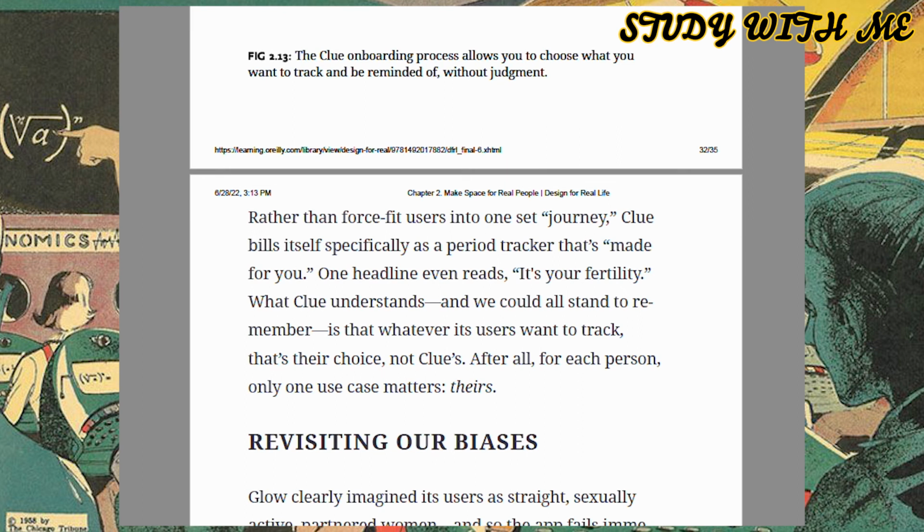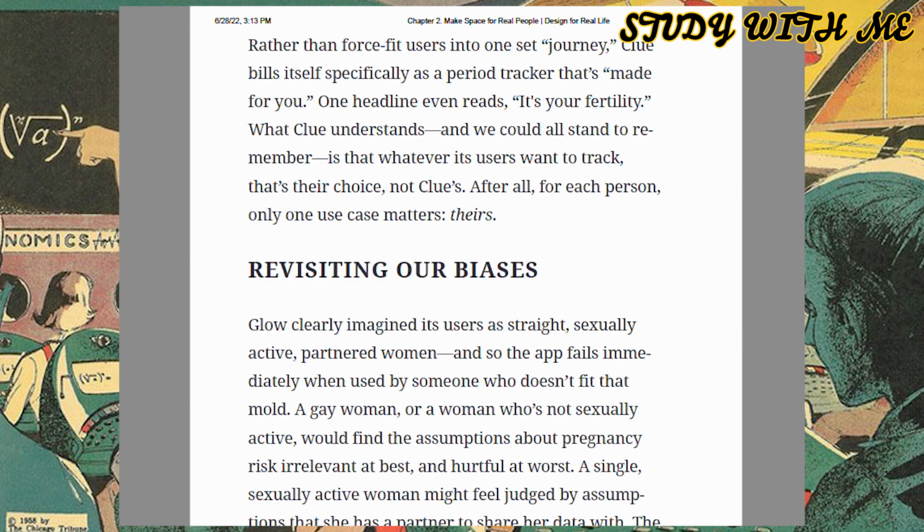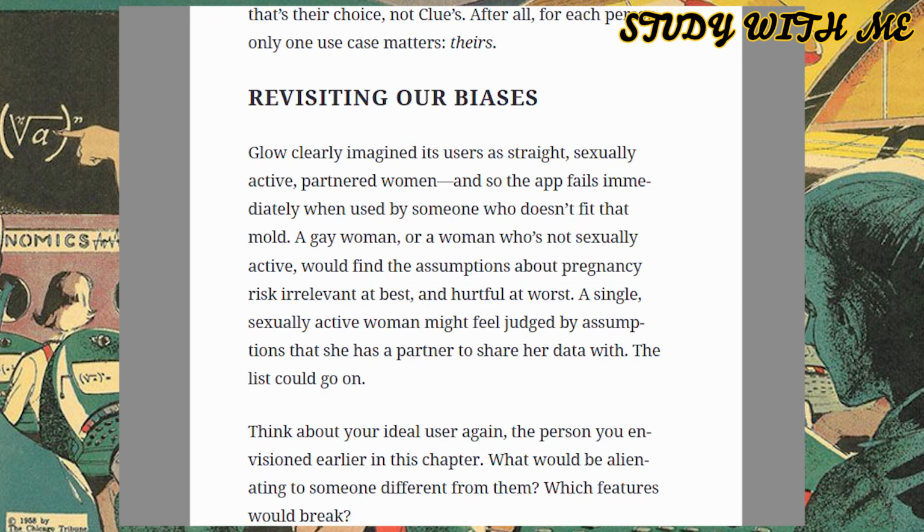Revisiting our biases. Glow clearly imagined its users as straight, sexually active, partnered women, and so the app fails immediately when used by someone who doesn't fit that mold. A gay woman or a woman who's not sexually active would find the assumptions about pregnancy risk irrelevant at best and hurtful at worst. A single, sexually active woman might feel judged by assumptions that she has a partner to share her data with. The list could go on.